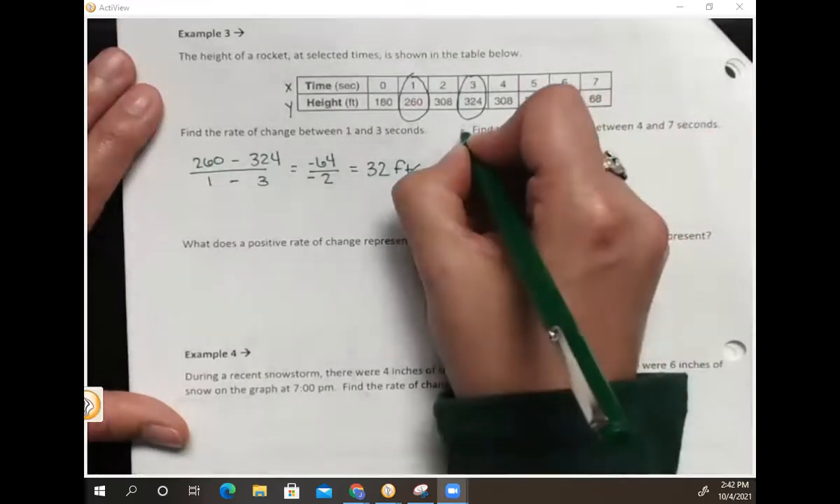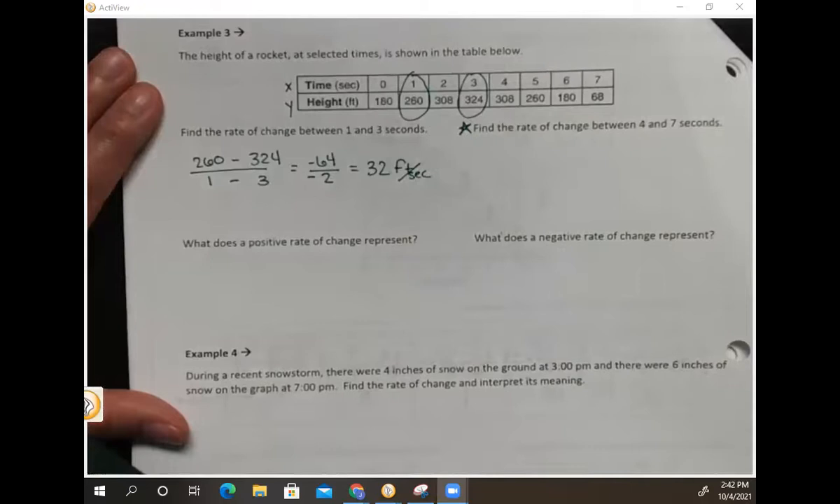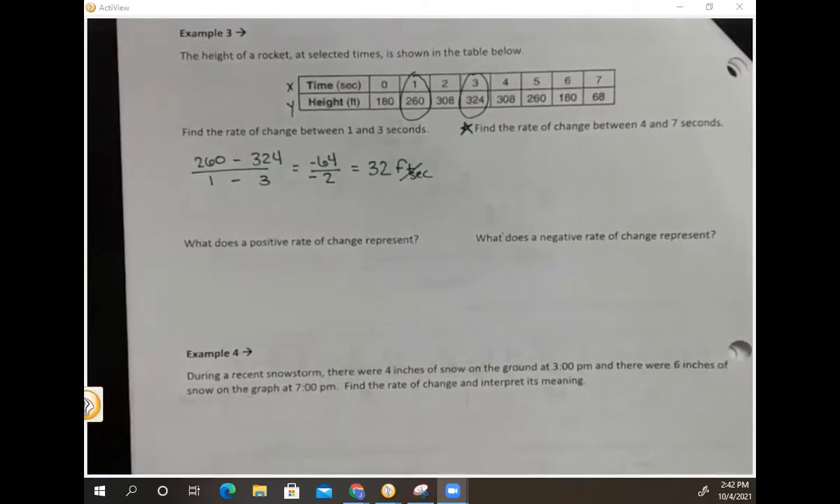Now I want you guys to try the next one. It says find the rate of change between 4 and 7 seconds. So I would like you to do that now. Find the rate of change between 4 and 7 seconds.